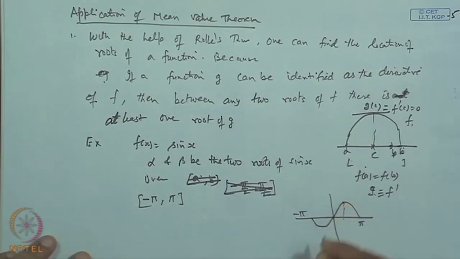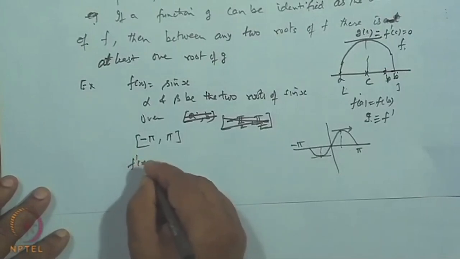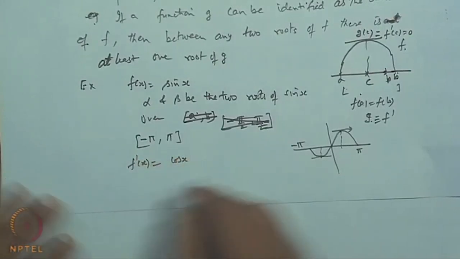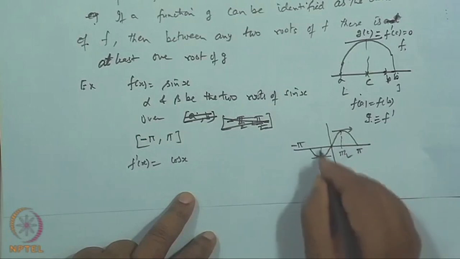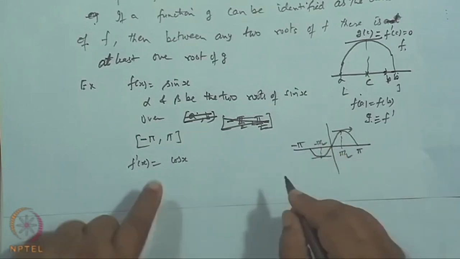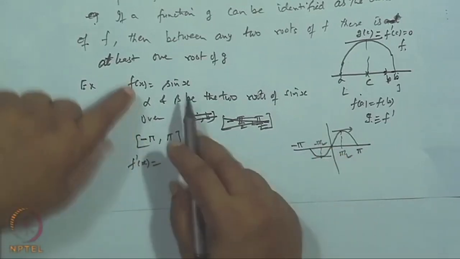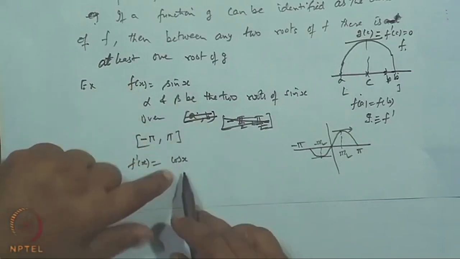Obviously this is one of the points where the derivative vanishes, and here is another point where the derivative vanishes. So what is the derivative f'(x)? The f'(x) is cos x. So cos x vanishes at π/2 and −π/2. So it shows that between any two roots of sin x, there is a root of cos x.